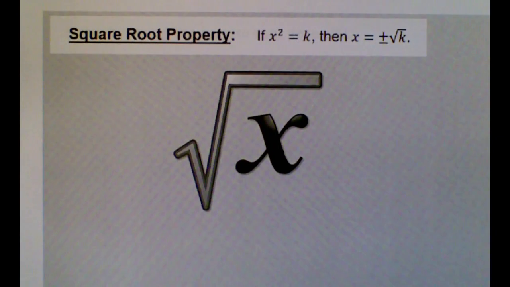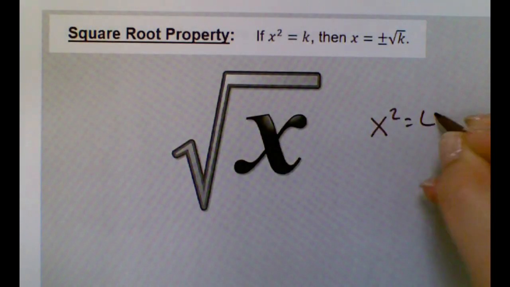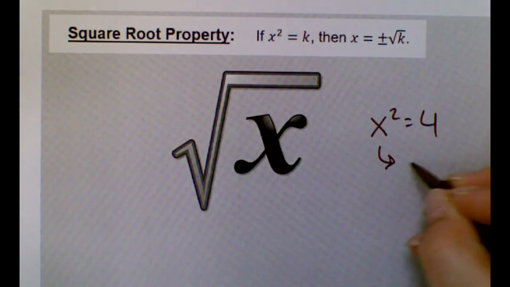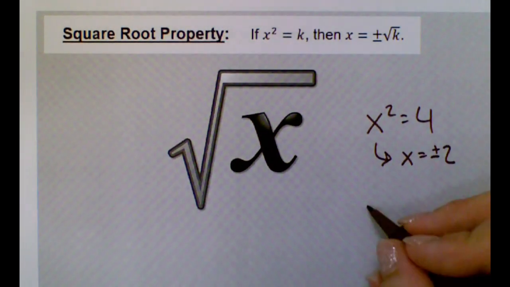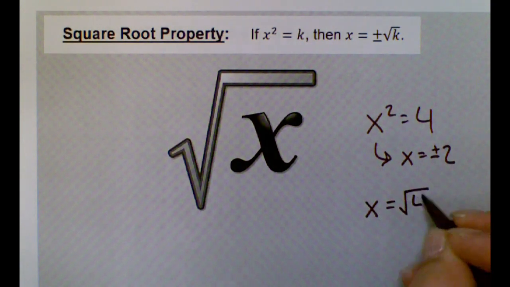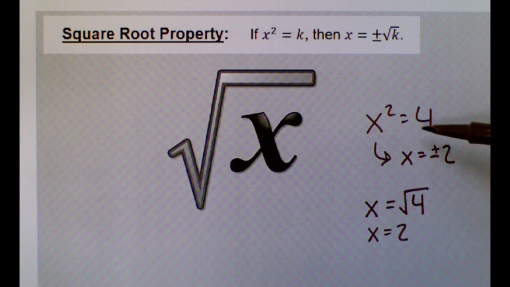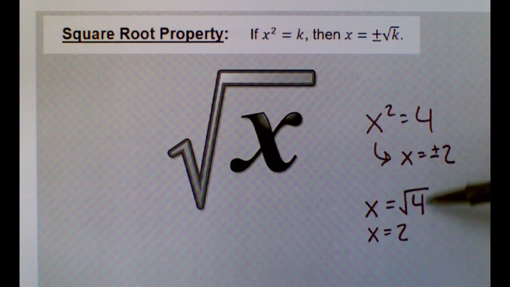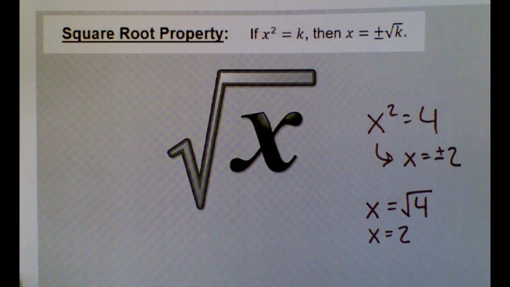Then we have the square root property. If x squared equals k, then x is equal to positive or negative square root of k. To undo a square, you use a square root. One thing to be careful of here. If x squared equals 4, then our solution is x equals positive or negative square root of 4, which is 2. If I tell you x equals the square root of 4, then x just equals 2. So if you're undoing a square, you get 2 answers. If it already has the square root in it, you only get 1 answer. So just be very careful about that tiny little difference.